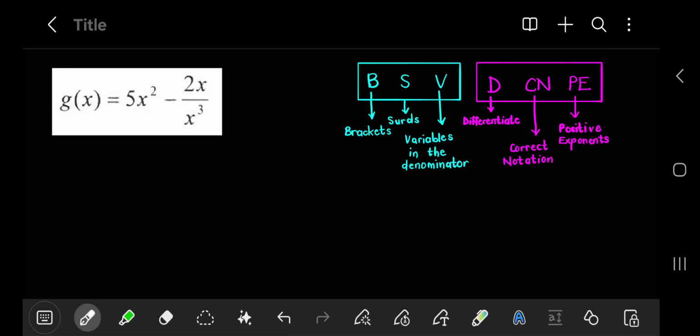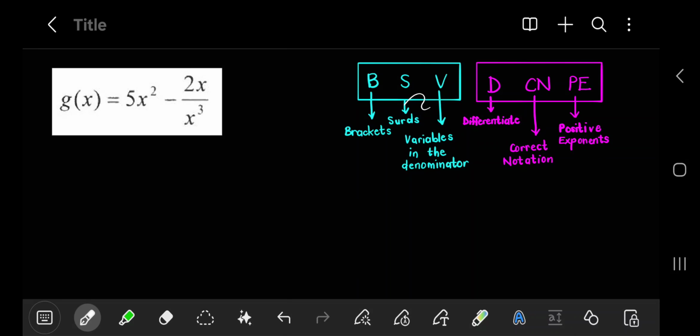So here's question 5. We are given g of x is equal to 5x squared minus 2x over x cubed. Now remember the steps that you follow. I've given you that on the right hand side. The first thing that we check for is brackets. We do not have brackets in this question, so we can go on.